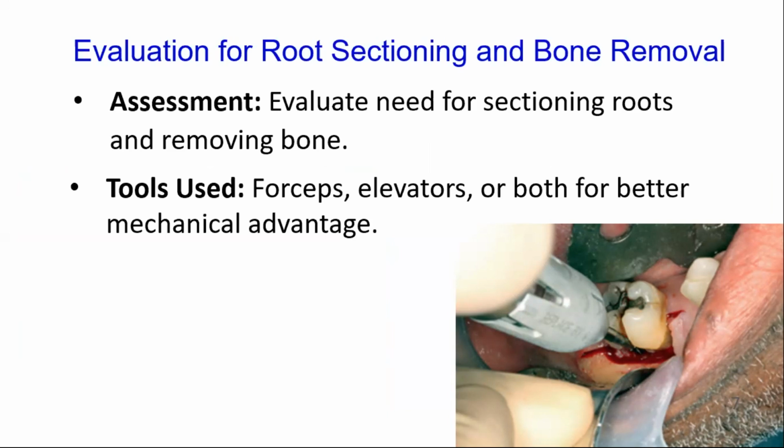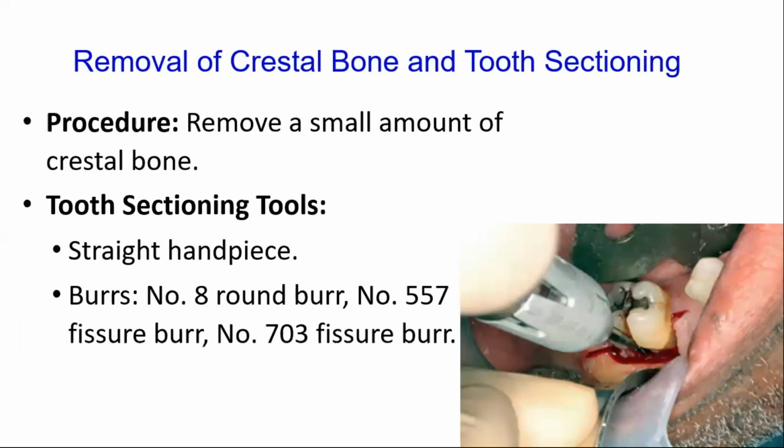and mechanical leverage. The surgical handpiece with the fisher burr is used to section the tooth into mesial and distal parts, allowing each root to independently be removed. This step involves the removal of crestal bone and the sectioning of the tooth using specified burrs under copious irrigation to ensure precision and minimize damage.